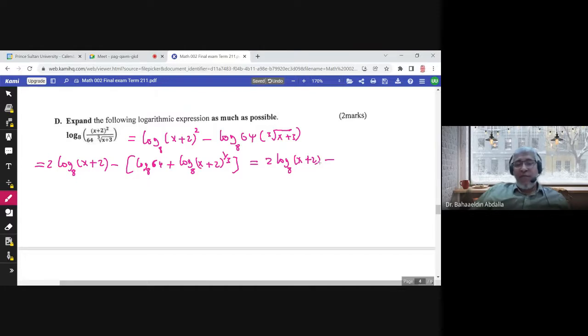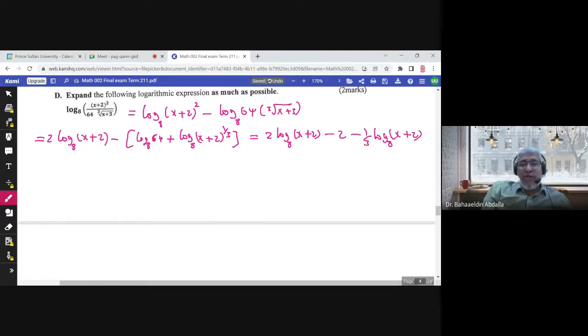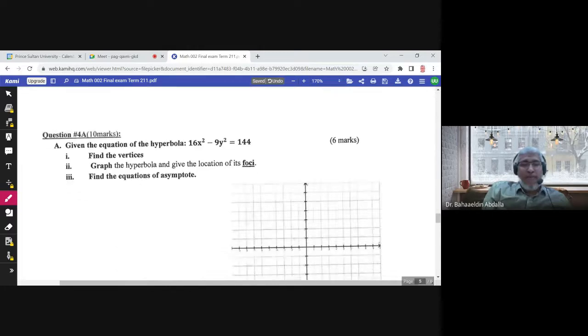And then it would be 2 log base 8 of x plus 2, minus log base 8 of 64, which is just 2. You can use the calculator because 8 to the power 2 is 64. And then I have minus, and I can take the 1 over 3 outside, log base 8 of x plus 3. So this would be the expansion of this logarithm.